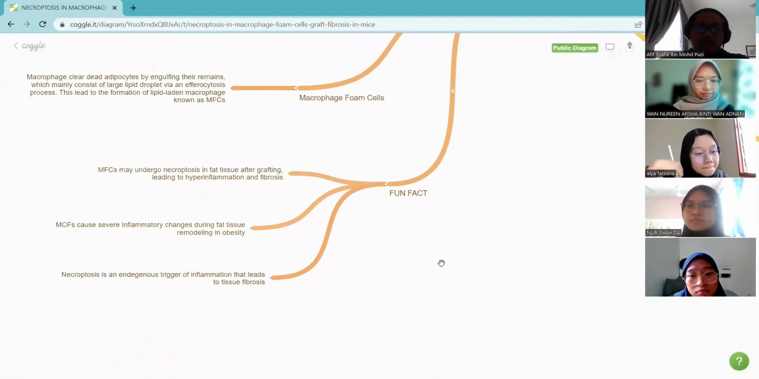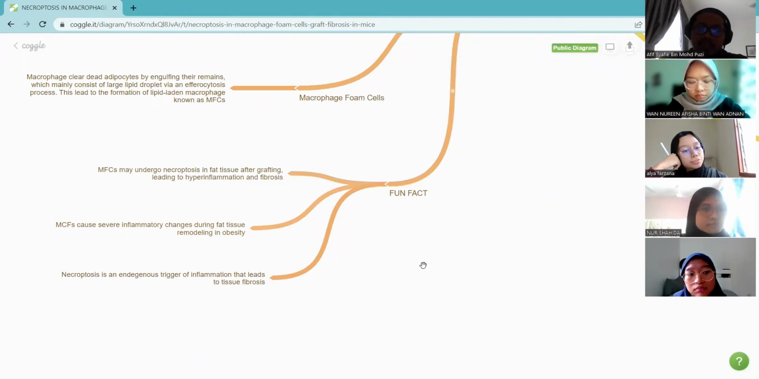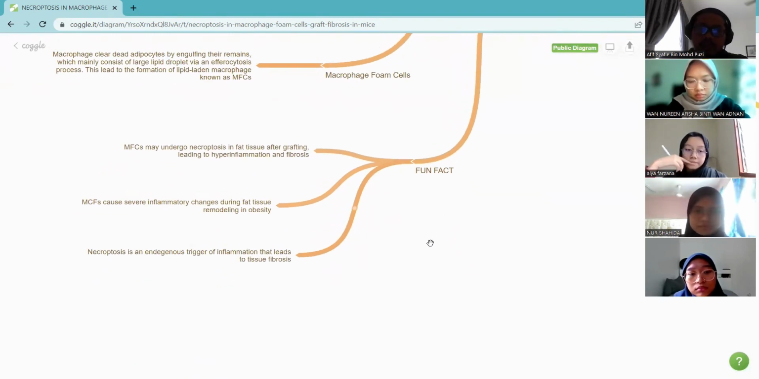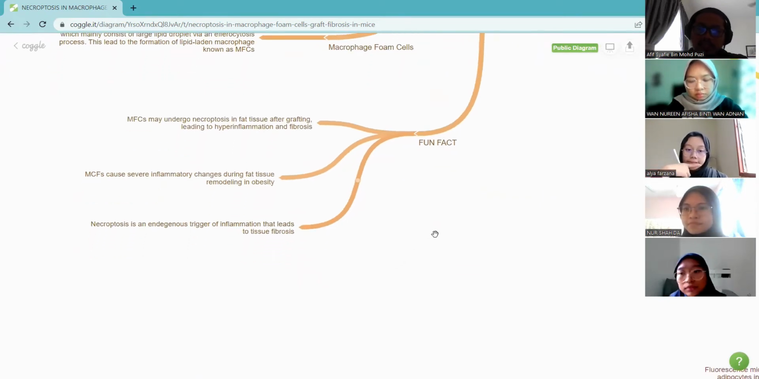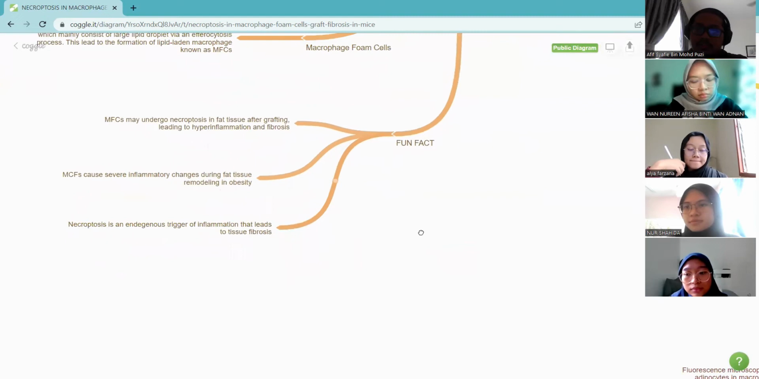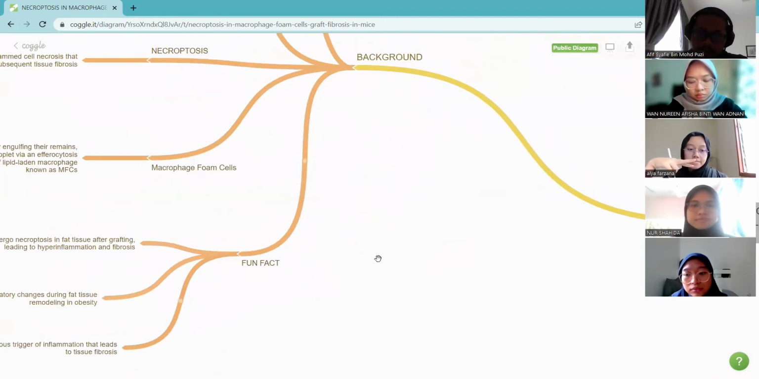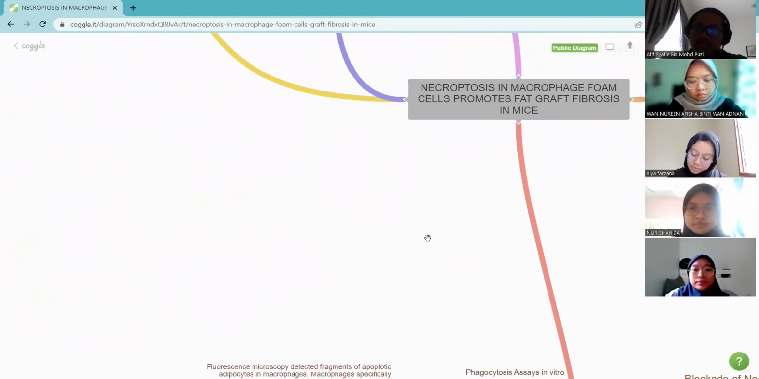Some fun facts: macrophage foam cells may undergo necroptosis in fat tissue after grafting, leading to hyperinflammation and fibrosis. MFC can also cause severe inflammatory changes during fat tissue remodeling in obesity. And necroptosis is an endogenous trigger of inflammation that leads to tissue fibrosis. So that's all for me. I would like to pass to the next person to continue with the presentation.